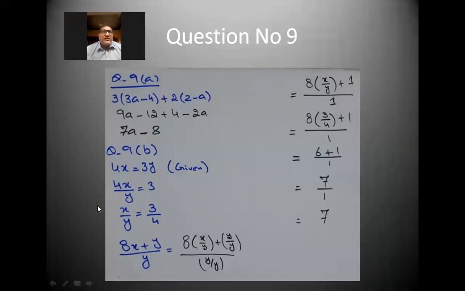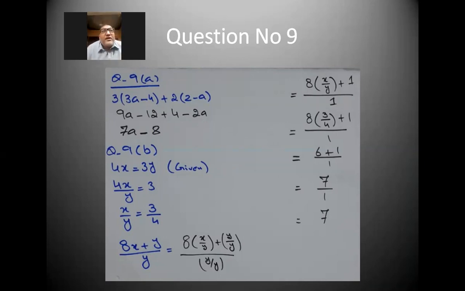Okay, so question number 9, B part. It is given that 4x is equal to 3y. So 4x divided by y will be equal to 3. So that 4 will go on this side, so x divided by y will be equal to 3 by 4. So remember this value, x divided by y equals 3 by 4. The expression whose value I want to find out is (8x plus y) divided by y.